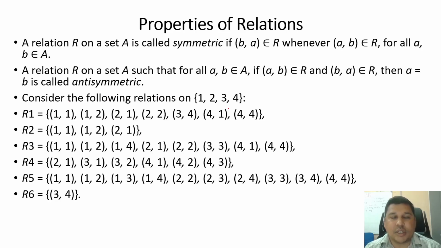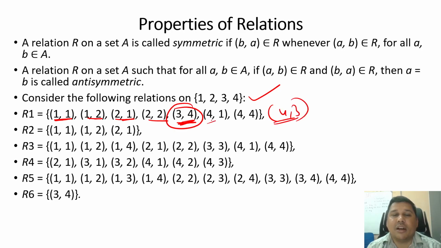Consider the following relationship 1, 2, 3, 4. So if you take this 1, 1, okay, 1, 2 fine, 2, 1 is also okay. 2, 2 is fine. 3, 4, but there is no 4, 3. See, 3, 4 exists, but there is no 4, comma 3 in this set. So R1 is not symmetric.